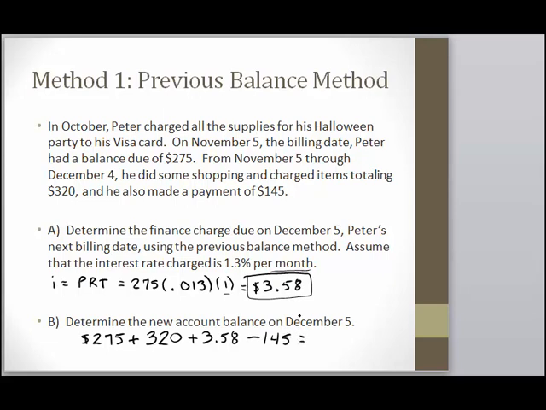So the new account balance will be found by adding 275, 320, 3.58 together and subtracting his payment of $145. So he now owes $453 and 58 cents. Let's move on to method 2.